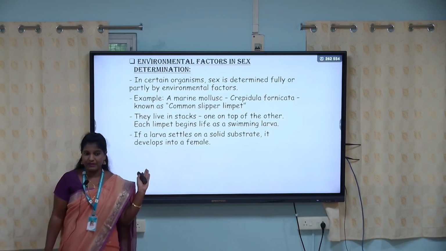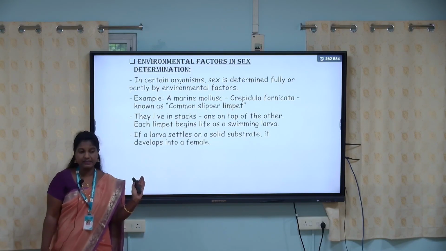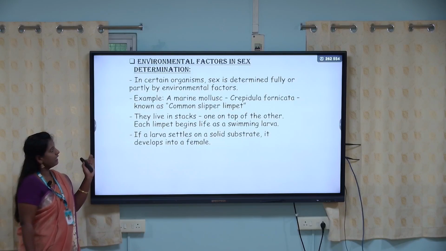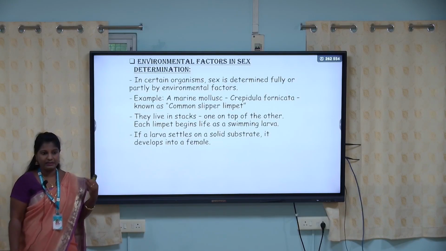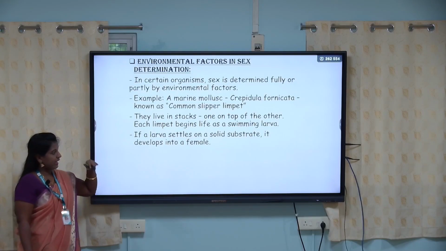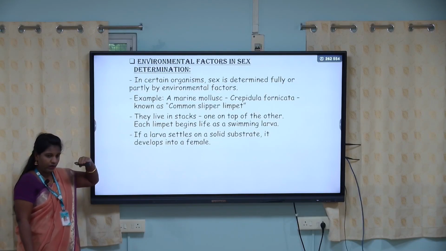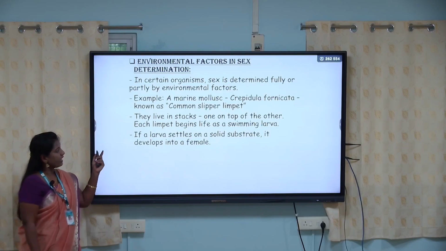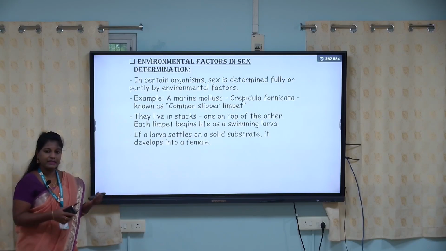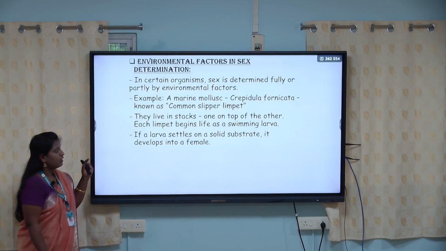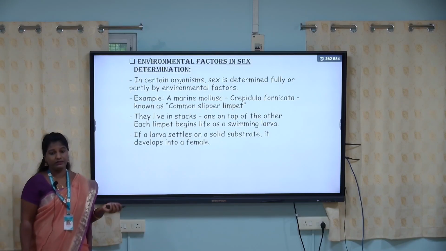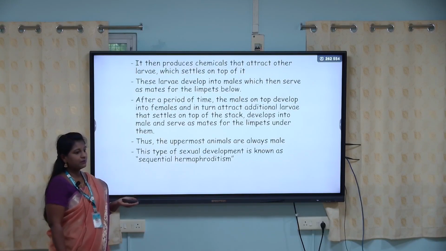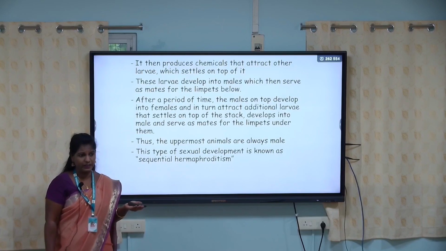The next and final example is environmental determination of sex. This was initially observed in the marine mollusk Crepidula, commonly known as the slipper limpet. They live in stacks, one above the other, and each limpet begins its individual life as a swimming larva. One larva which settles on a solid substrate develops into a female, and the other larva which comes and settles above it will develop into a male.